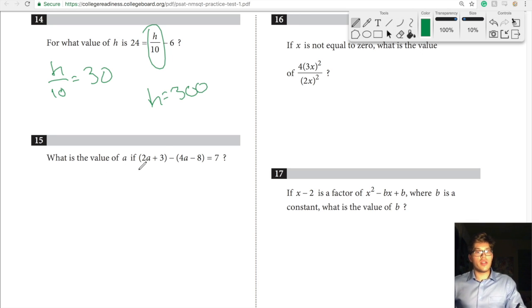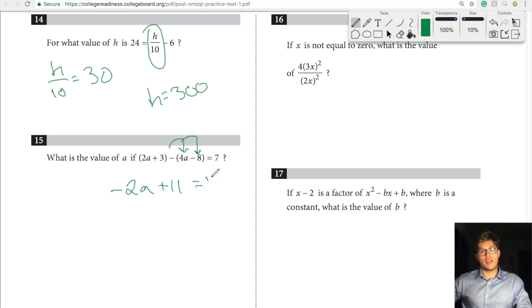Okay, what is the value of 2a plus 3 minus 4a minus 8 if that equals 7? Again, we just need to distribute our minus sign, combine like terms. So 2a minus 4a, that's minus 2a. 3 plus 8 is 11, and this equals 7. Let's subtract our 7 and move over our 2a. I like dealing with positive numbers. And so a equals 2.